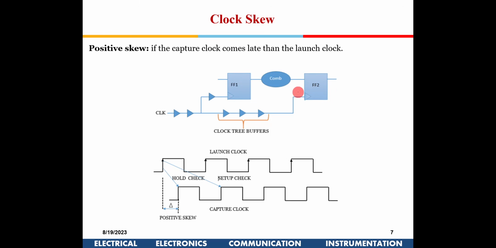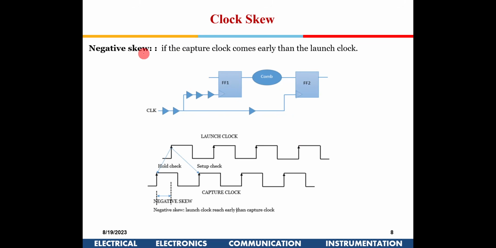Now we are analyzing this particular circuit. This data is coming from here to here, right? So here this clock is coming delayed into this flip flop. This is known as positive skew. What kind of violation will it cause? Hold violation or setup violation? Hold violation, because the clock is coming late, right? The clock is coming late, so it can cause hold violations, okay?